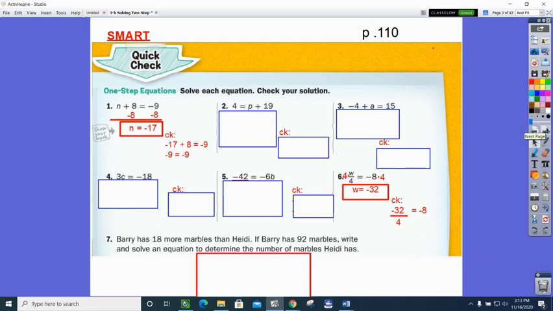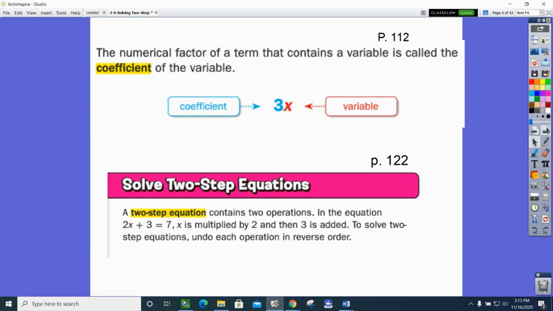Okay, so let's step it up, guys. Let's get to our two-step equation. So remember, I told you I'd show you this word. The number in front of the variable, in this case a 3, is called the coefficient. So you're going to hear me talk about that number. Now, a two-step equation now has two numbers. So not just the adding 3, but the multiplying by 2 as well.